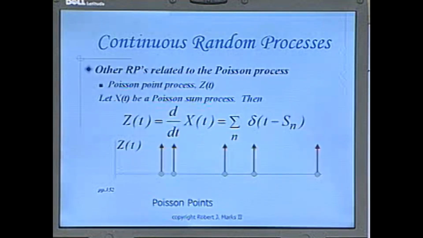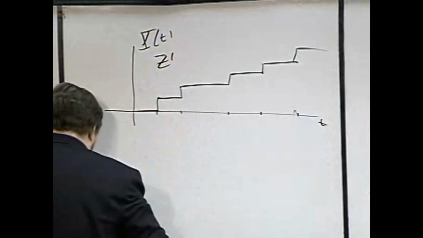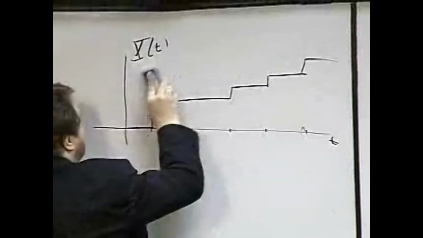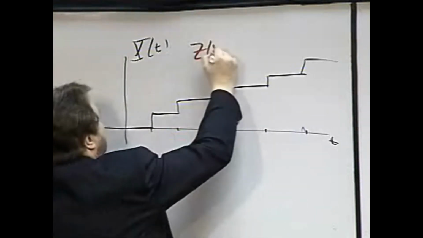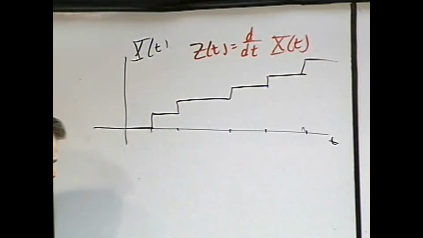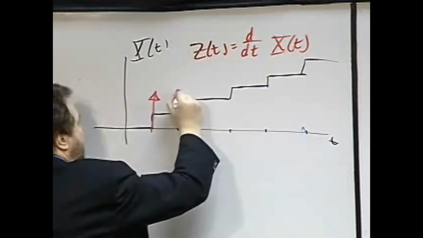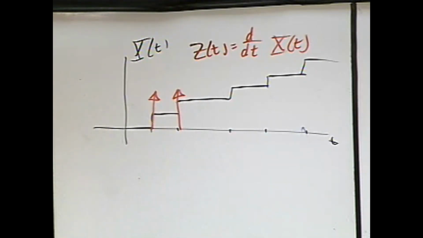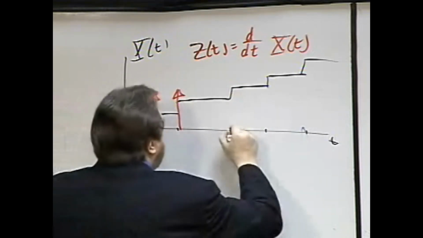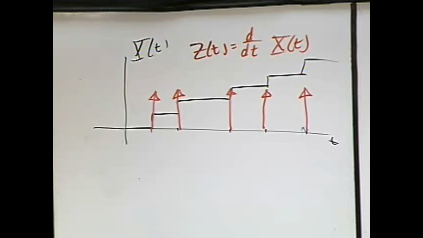Remember the counting process? We started off with some Poisson points here. And every time we hit a Poisson point, we ratcheted up one. We called this x of t. We're going to say z of t is going to be equal to the derivative of x of t, of this counting process. Now, the derivative of a step, of course, is always a delta function, in this case with unit area, because each one of these discontinuities has a value of 1. So z of t is going to be a process corresponding to Dirac deltas every place where we have a Poisson point.